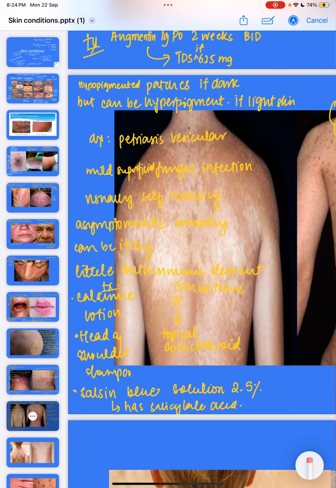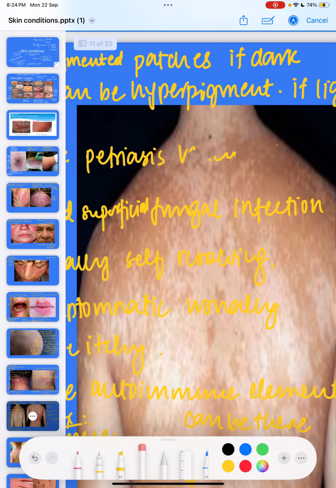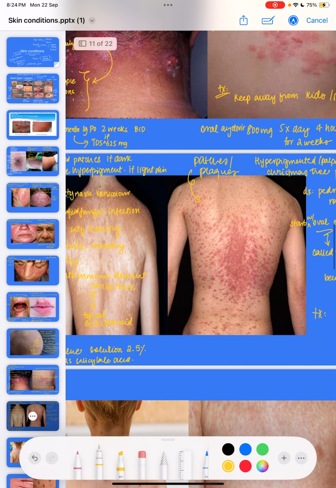I think I misspelled this. It should be spelled like this. So it's pityriasis versicolor, right? Okay, after that we have this.